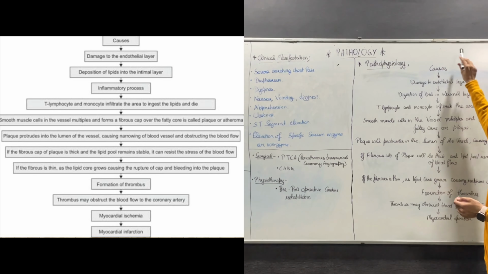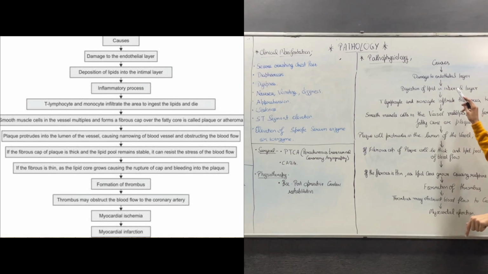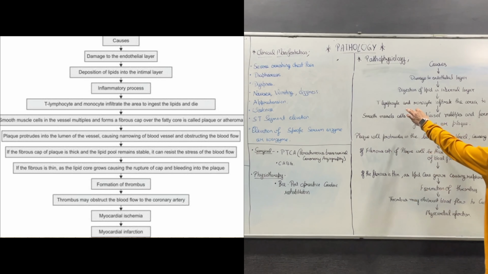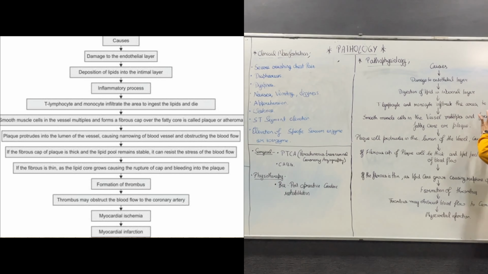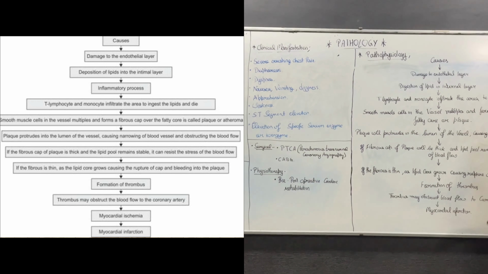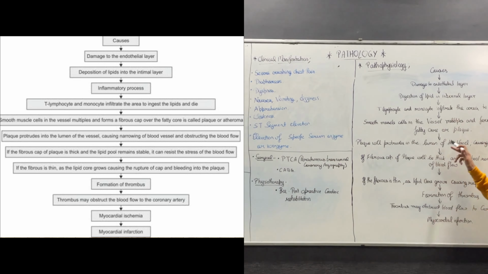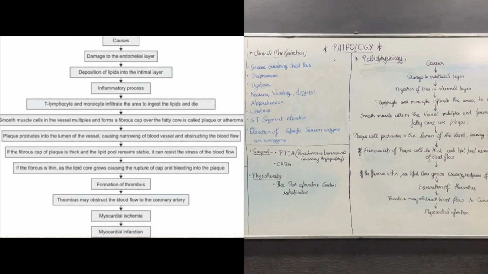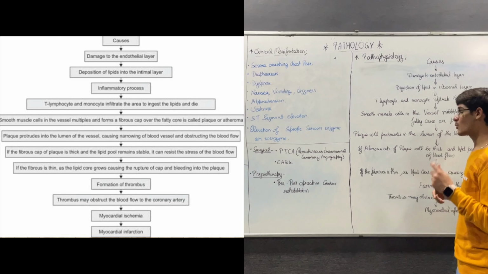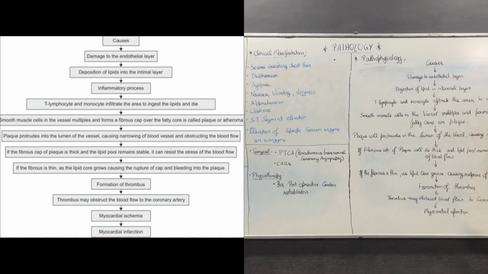Okay, now let's see the pathophysiology of myocardial infarction. First, there will be some cause which will cause damage to the endothelial layer, which will further lead to deposition of lipids in the internal layer. Then T lymphocytes and monocytes infiltrate the area to ingest the lipid and die. This will further lead to smooth muscle cells in the vessel multiplying and forming a fibrous cap over the fatty core or plaque. They will cause a fatty core or plaque over the multiple vessels.